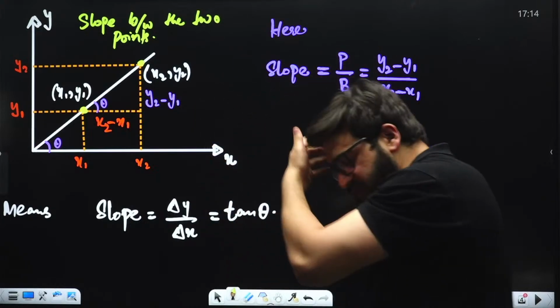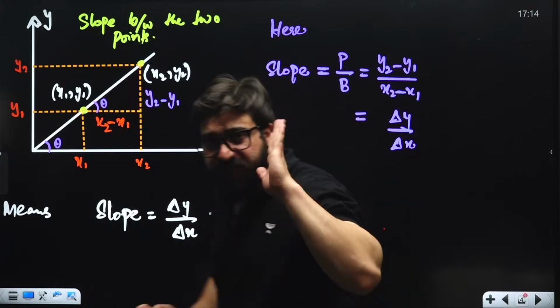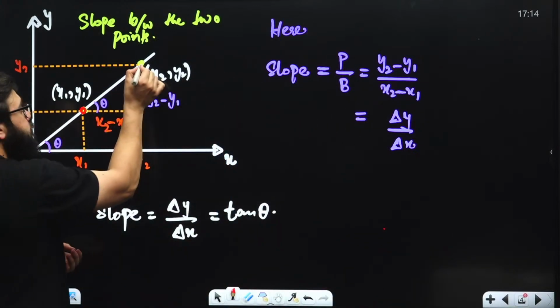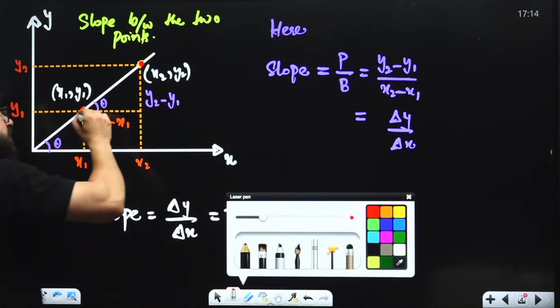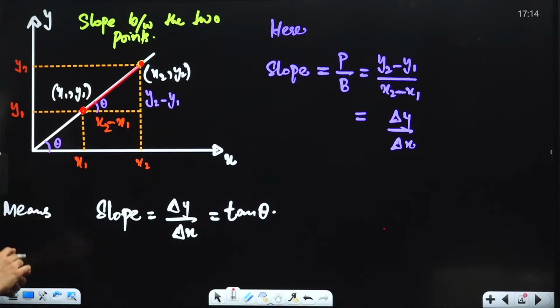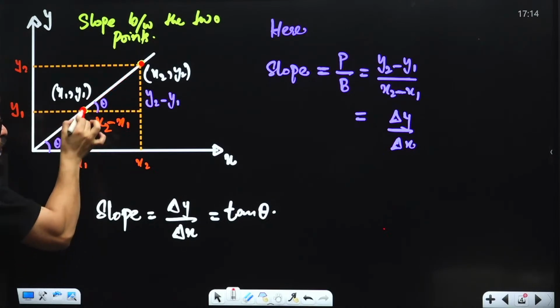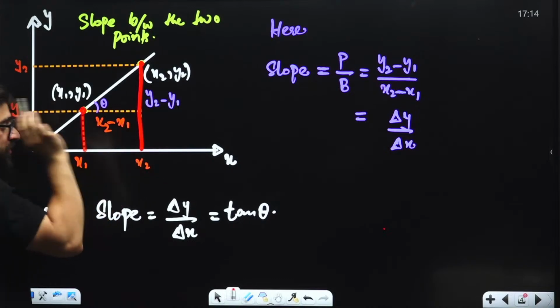Now see. When it comes to the slope between the 2 points, my dear friends, understand very carefully. Let's suppose I'm taking this point and this point over here. This is the line between these 2 points. I'll draw one line on the x-axis from this point, and another line from this point on the x-axis.